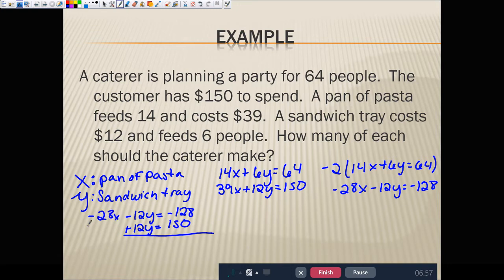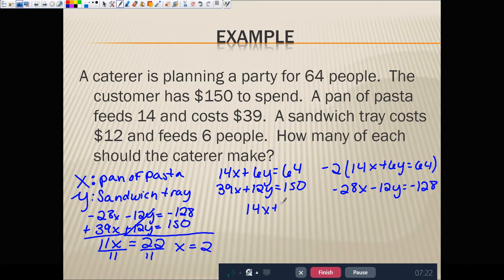-28x plus 39x. Okay, so I'm gonna get 11x. My y's cancel out, leaving me with -28 plus the 150 is 22. Divided by 11, and x is gonna equal 2. So now that I know x, I can find y by substituting it back into my original equation.